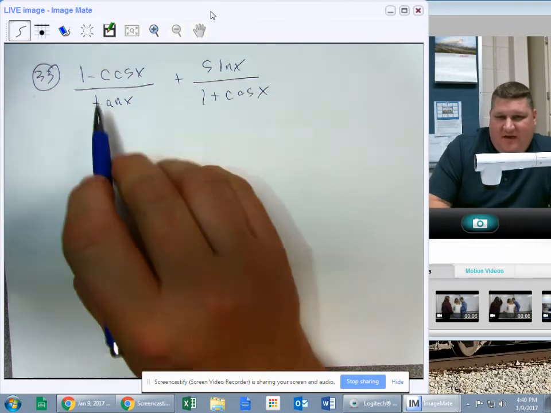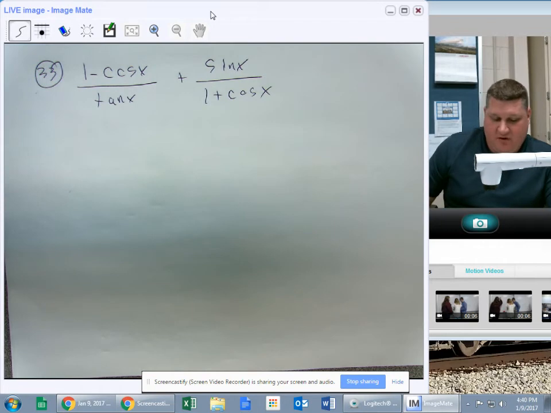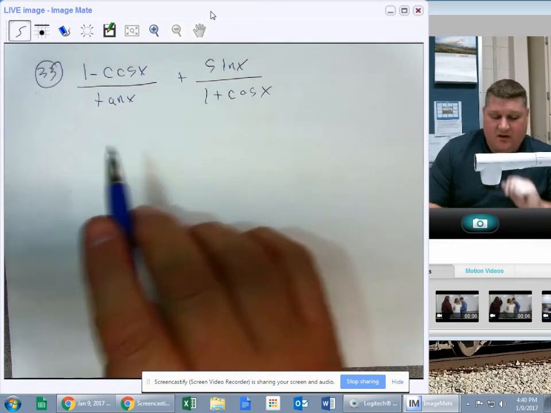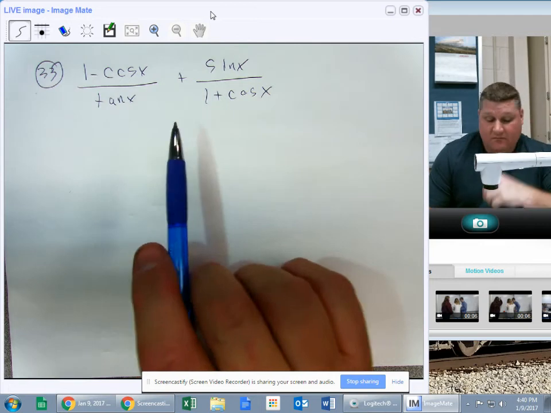But look at this. You got two fractions. You got plus and minus signs all over the place. And it's going to be an absolute mess. So with this, let's take a look. Probably if I have two fractions, I need common denominators.